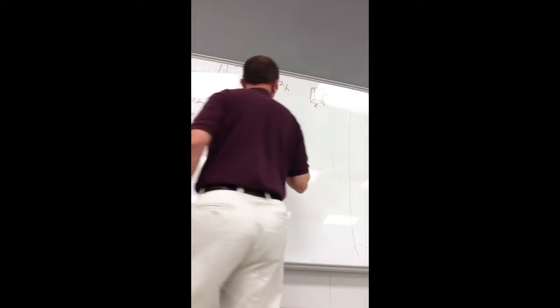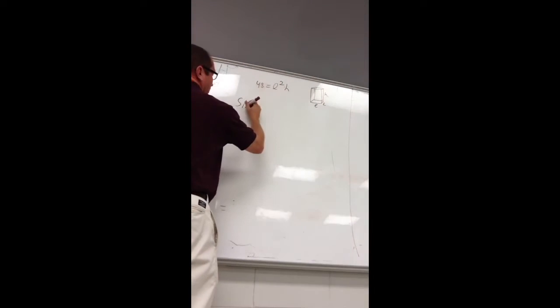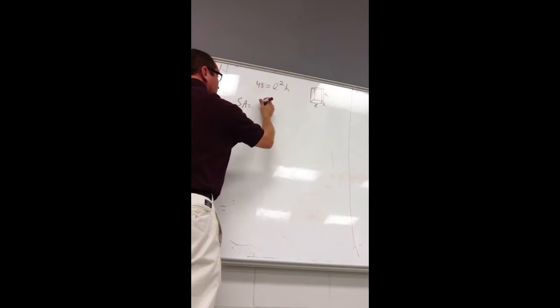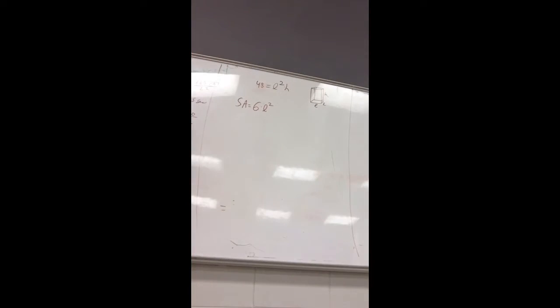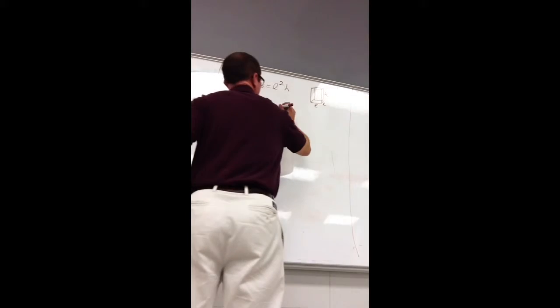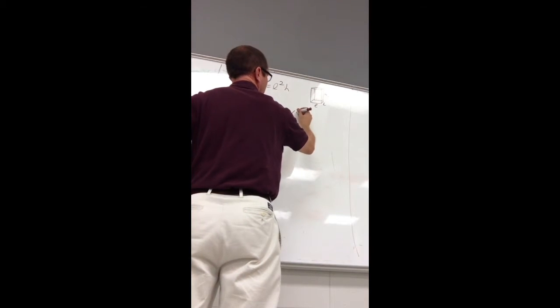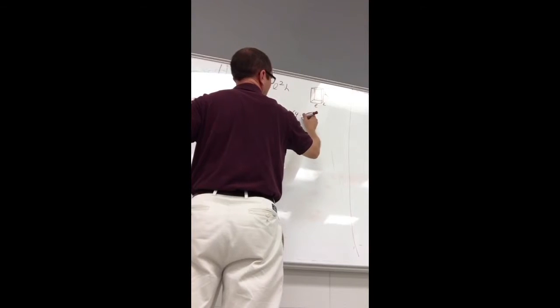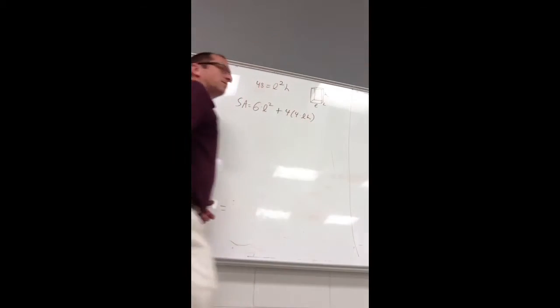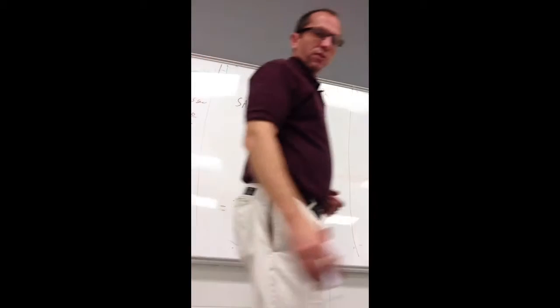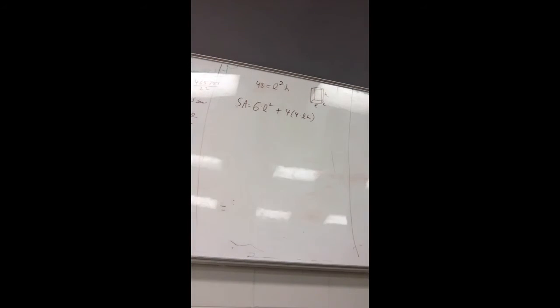So, surface area: 6 times L squared, plus the sides. There are 4 sides, and each one of the sides will be 4 times LH. Is there a question with how we come up with that? Got 4 sides, the sides are LH, the bottom's L squared.